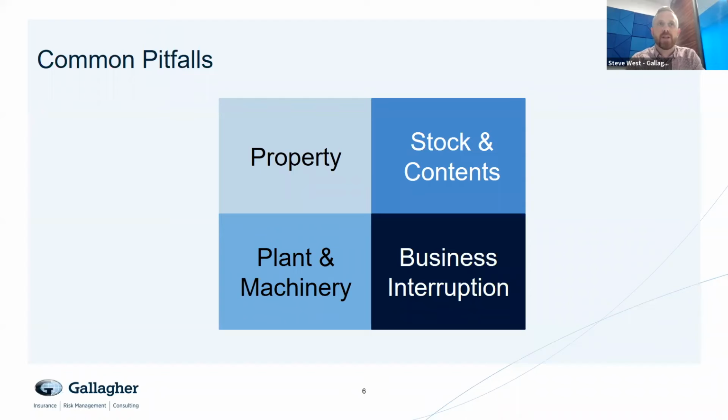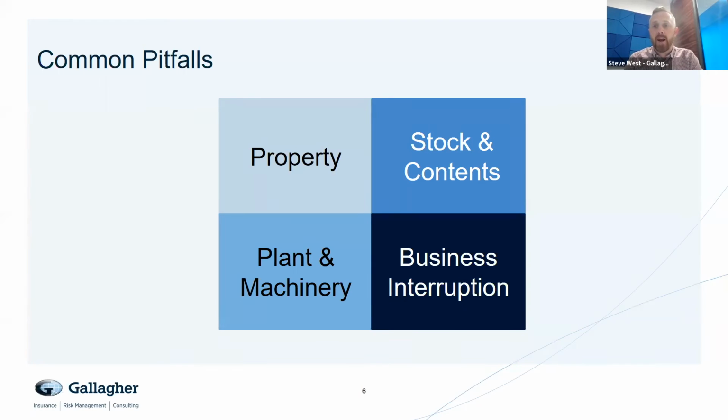From a stock and contents perspective, the most important thing to remember here is that any replacement will always be on a new for old basis. So whether you've got a 30-year-old machine that you wouldn't be able to replace, you've got to bear in mind what it would cost to replace the modern day equivalent. So if the machine cost 25 grand 20 years ago, but now is more like £100,000, you've got to make sure that that sum insured is reflective of that.